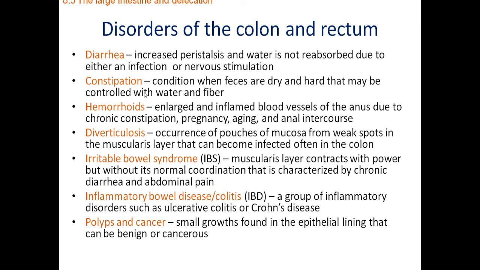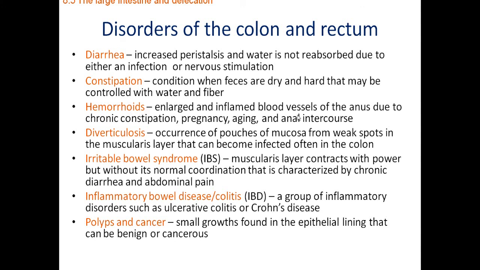Okay, now we have the opposite, constipation. Okay, so constipation is when the feces are dry and hard. So if you need to go and you hold it, more water is going to be absorbed in your large intestines, and the feces are going to become drier, and it becomes harder to eliminate them. So if you drink enough water, go when you need to go, eat enough fiber, it keeps things moving along.